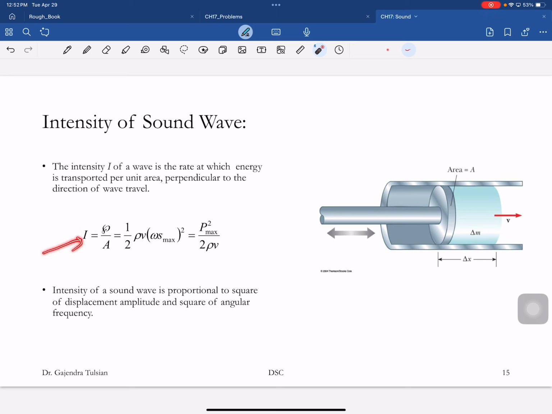Now, it turns out that if you increase the intensity of sound, it sounds louder. But if you double the intensity, it doesn't sound twice as loud. We'll come to that in a second. So intensity is power per unit area, and in terms of the pressure amplitude, it's pressure amplitude squared divided by 2 times the density of the medium times the velocity of sound.